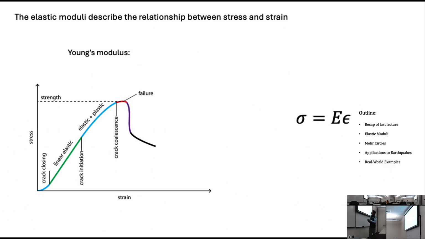And you can also, so this is the strain here. This is the stress here. So the slope of this linear elastic portion of the curve is the Young's modulus, right? It's just the slope, E, equal to the stress. The slope is the Young's modulus.